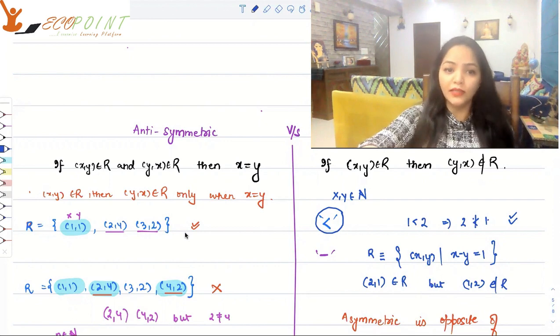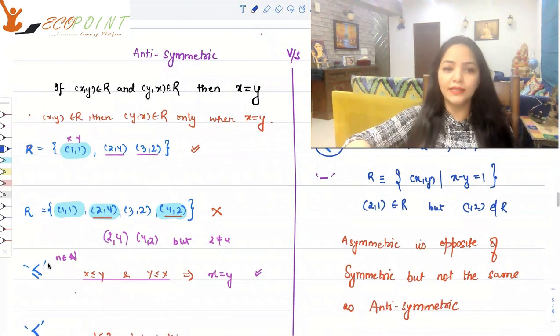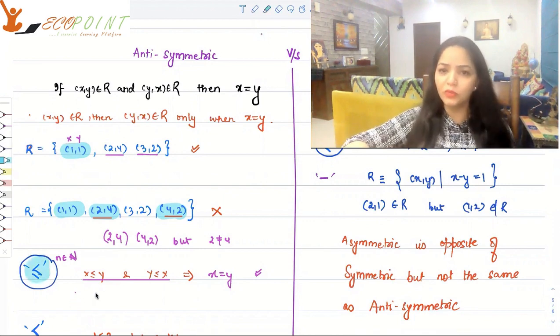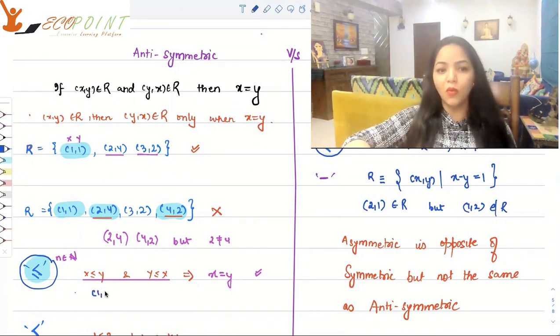Now coming to that, tell me something. Do you think less than or equal to will be asymmetric? We've seen that it is antisymmetric. Will it be asymmetric? The thing is, the moment I take less than or equal to, then (1, 1) is a part of it. (2, 2) is also a part of it in terms of natural numbers.